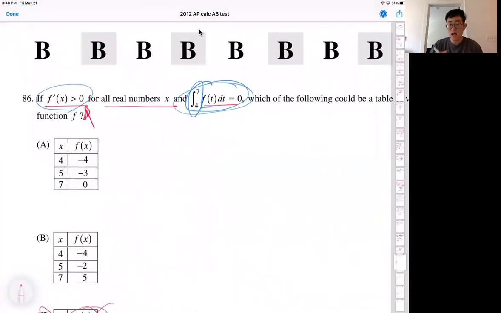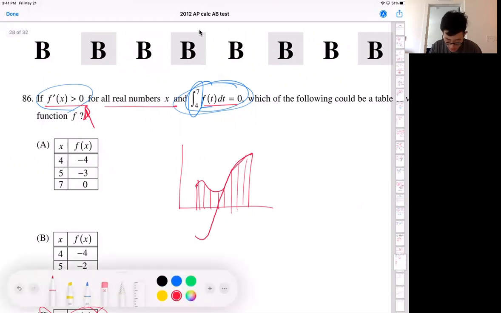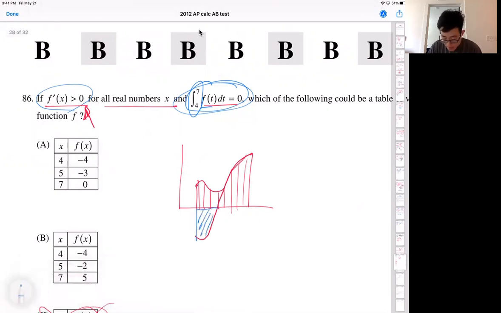Now, when they say that the antiderivative of this entire thing is 0, suppose I give you a curve, and you're trying to find the area under this curve. If that ends up being 0, there have to be certain values where it gives you a negative portion that balances out with the positive section. So when you add them up, it gives you 0. So what this is telling you is that you have to have negative values as well as positive values all together.